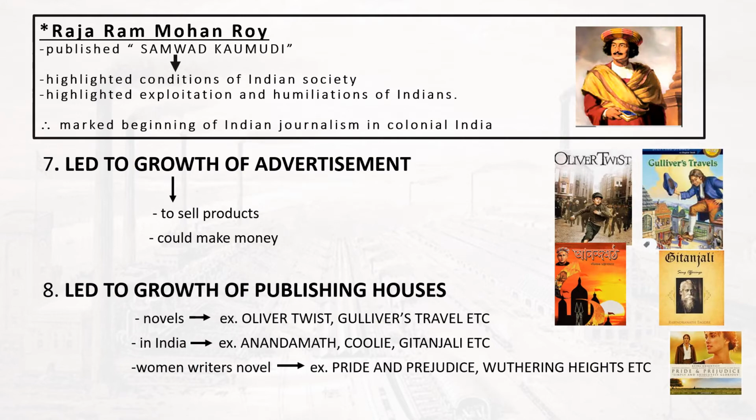With regard to newspapers, I would like to go into detail. Let us see a very famous person in India, Raja Ram Mohan Roy. He published a journal called Samvad Kaumudi. His journal helped the Indians because it highlighted the condition of Indian society, what problems it faced, like sati, the problem of widow remarriages, and sending children to school. So he encouraged people to change all this. It highlighted exploitation and humiliation of Indians, how the British exploited and humiliated Indians, that he wrote in this magazine. So this marked the beginning of Indian journalism. Because of Raja Ram Mohan Roy, things began to change in India.